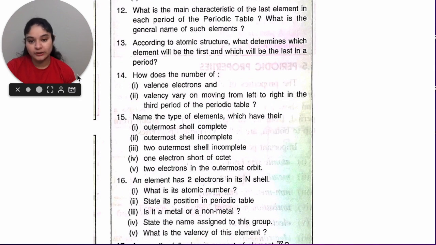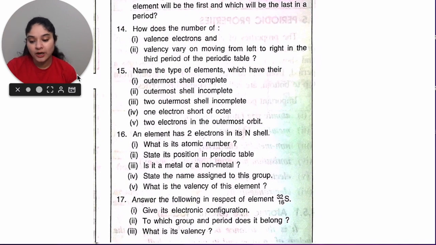Next is question number 17. Question number 17 says, an element has 2 electrons in its n shell. So the first question is, what is its atomic number? So when we talk about n shell, if it has 2, so before that the electronic configuration is complete. So this means that the atomic number will be 30 for this particular question.